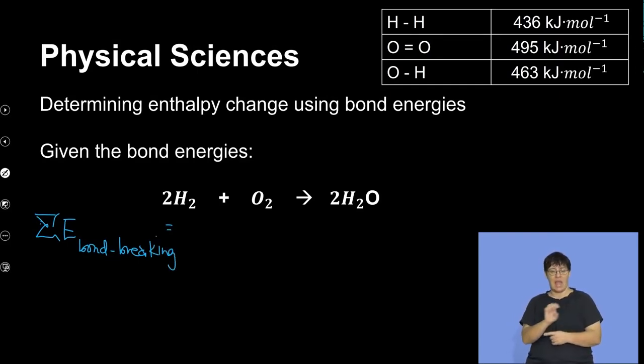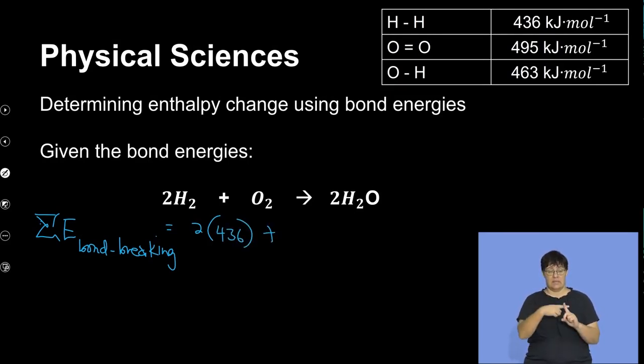We are saying it's 2 multiplied by those of hydrogen, which is 436 kilojoules per mole, plus 1 of oxygen, which is 495. So to break this, we need 495 kilojoules per mole of this substance.